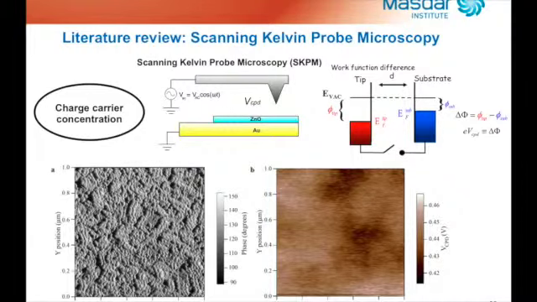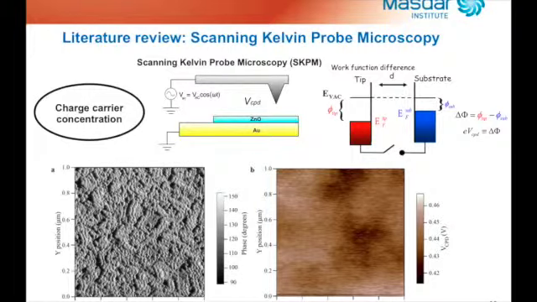Another, as we've seen before, important property for solar cells is the charge carrier concentration. The quantification of this property is very important in order to optimize the performance of solar cells. And in particular, this is especially important for zinc oxide, which is used as a transparent conductive oxide as a top layer of solar cells.